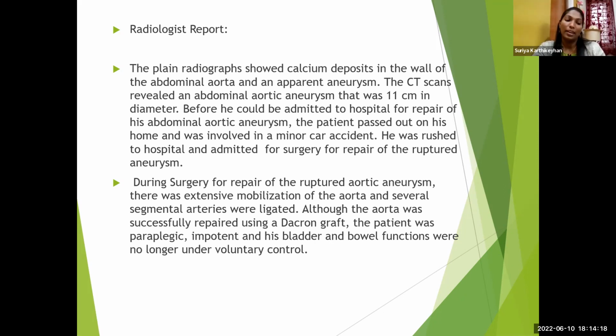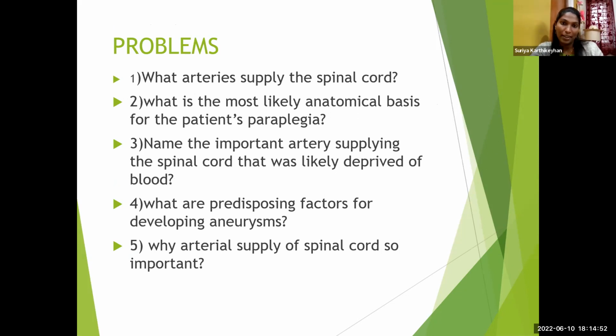So first thing, there was an abdominal aortic aneurysm. It actually ruptured. The patient also was involved in a minor car accident. He was rushed to the surgery. During the surgery, there was extensive mobilization of aorta, and then segmental arteries were ligated. So even after the repair of the aneurysm, the patient was not able to be stabilized. He was paraplegic, impotent. His bladder, bowel functions, everything is no longer under voluntary control. Okay, so now we have to think about the problems. So what are the things in this scenario? How is this related to spinal cord?